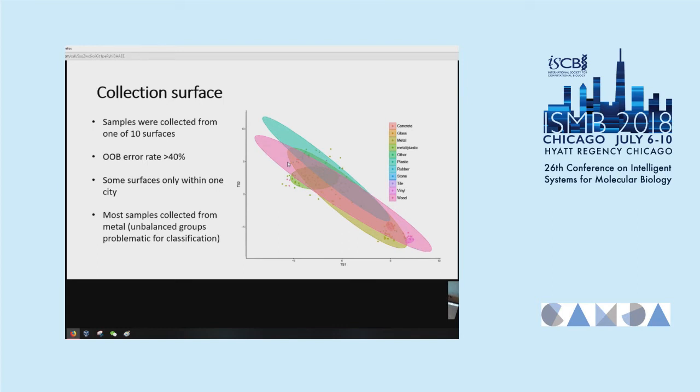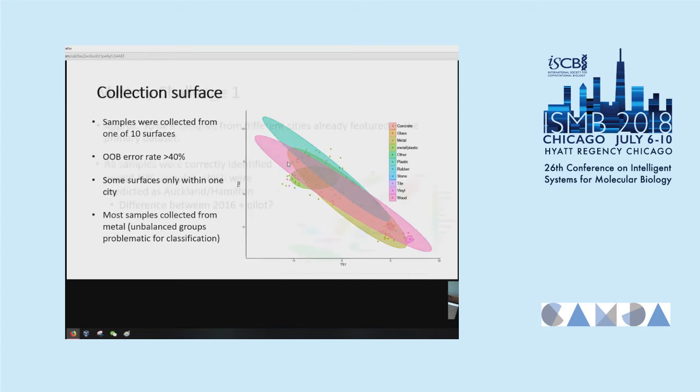So samples were collected from a number of surfaces, but this was quite tricky to build a classifier from. First, I think probably biologically, but also second, the collection groups are a bit unbalanced. Most were collected from metal. Some of the other specific groups, like vinyl, were only actually within one city. So that makes it a bit difficult to dissociate the city signal from the surface signal.